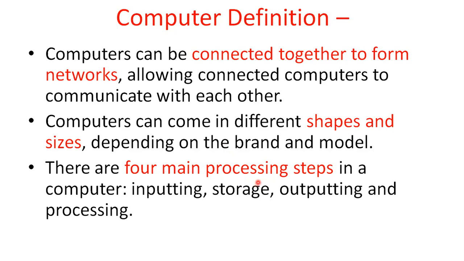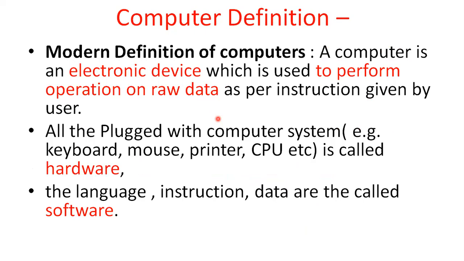There are four processing steps for the computer: inputting, storage, outputting, and processing. These are the different steps for any basic computer. This is a definition of the computer. The modern definition is: the computer is an electronic device which is used to perform operations on data as per the instructions given by the user.